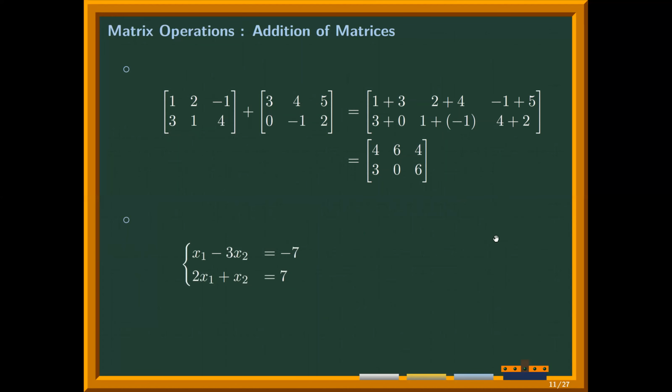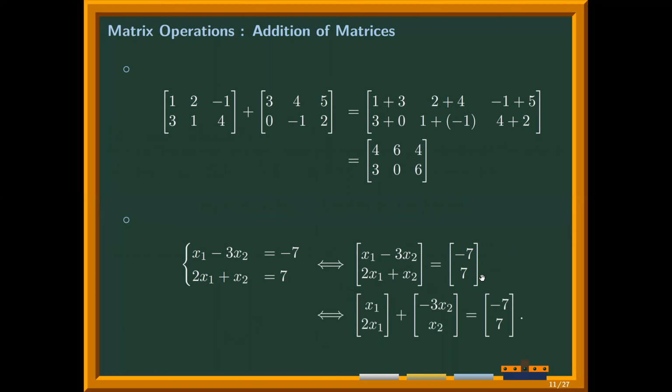We can also write a system of linear equations as a matrix equality involving a matrix sum. Earlier, we saw this representation. This system is represented by a matrix equality, but actually we can do more. In this equation, the left-hand side can actually be expressed as a matrix sum. As you can see, we can split it into a sum of two vectors.